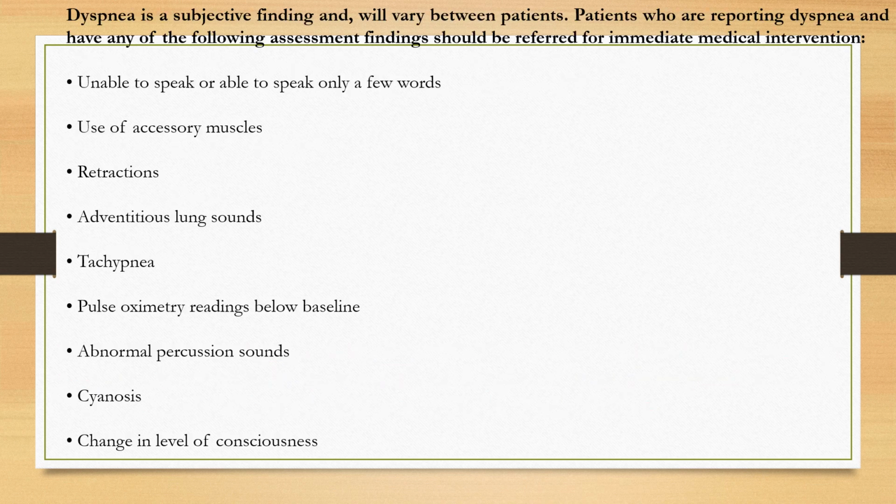Dyspnea is a subjective finding and will vary between patients. Patients who are reporting dyspnea and have any of the following assessment findings should be referred for immediate medical intervention. They are the patients who are unable to speak or able to speak only a few words, use of accessory muscles, retractions, adventitious lung sounds, tachypnea, pulse oximetry readings below baseline, abnormal percussion sounds, cyanosis, and change in level of consciousness.